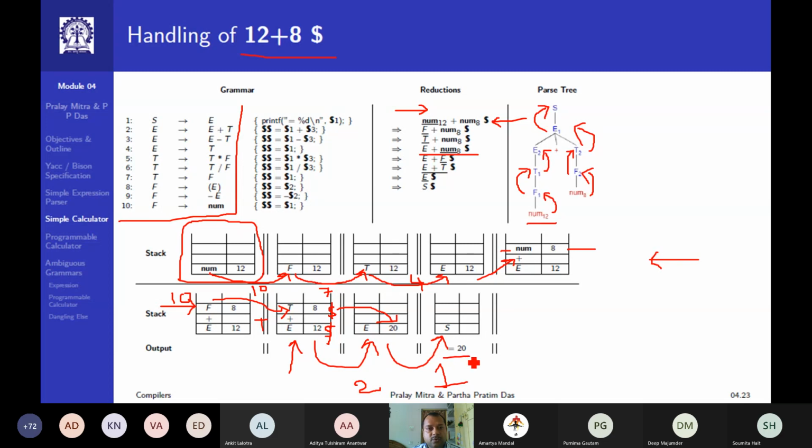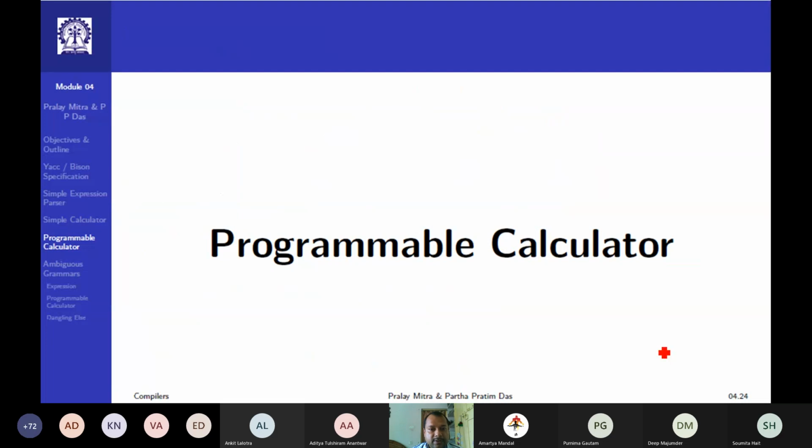And what is my final output? Production rule 1 will print. Which one will be printed? Which is in $$, that is 20. 20 will be printed using the equals to symbol here. Okay. So up to this, or in this slide, do you have any question? Okay. So this is simple.